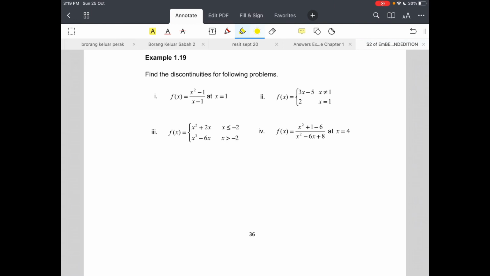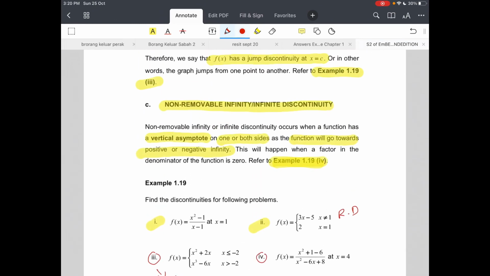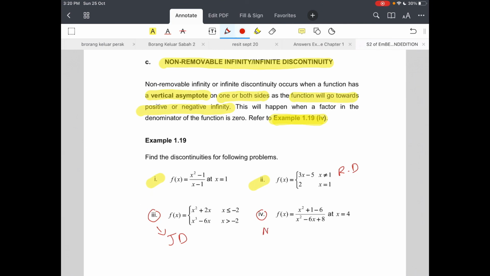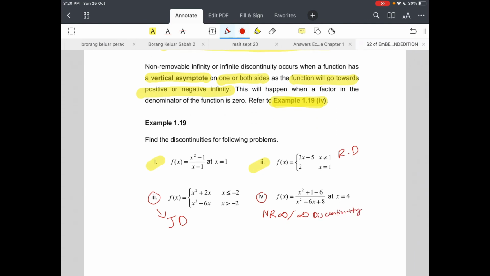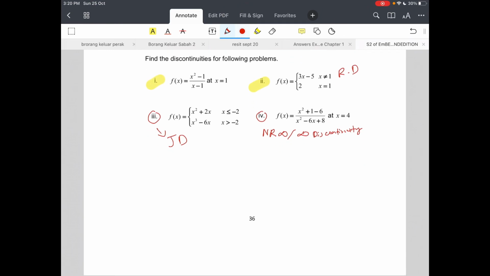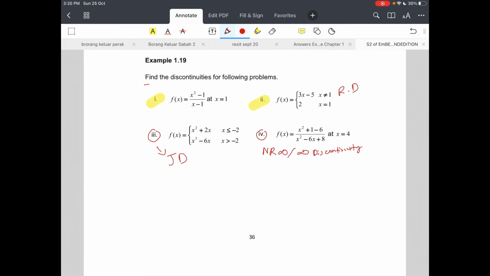Now let's find the discontinuities for the following problems. Problems 1 and 2 refer to removable discontinuity, 3 is jump discontinuity, and the last one is non-removable, infinity or infinite discontinuity. So let's check out how to solve this kind of question.